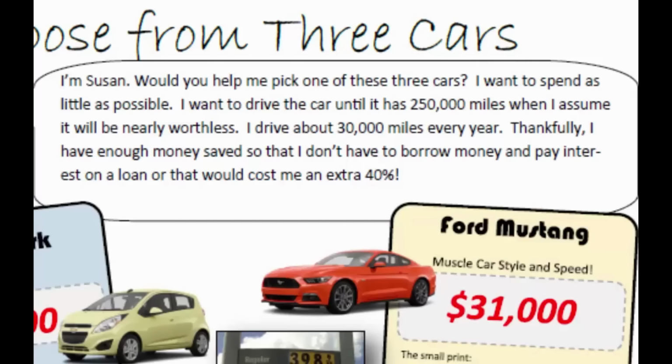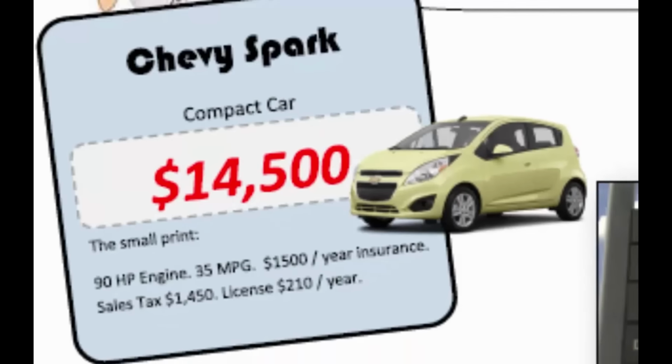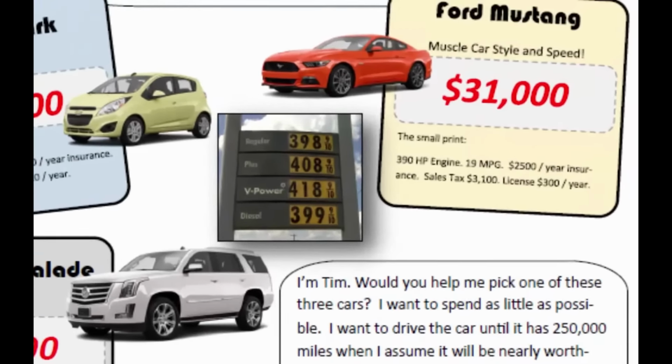Let's see the 3 cars that Susan is considering. First of all, she has in mind the Chevy Spark. It's a small engine that gets good gas mileage. She has to pay $1,500 a year in insurance. The initial cost for taxes is $1,450, and every year she spends $210 for a license.